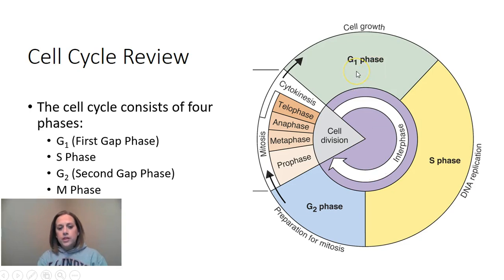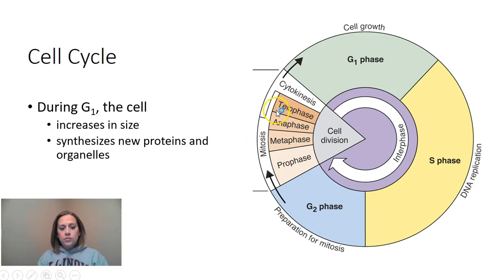So the first part of that is G1 phase, or the first gap phase. Then we have S phase, or the synthesis phase, and then finally G2, or second gap phase, is the last part of interphase. And then the cell will move into what's called M phase, and this is where cell division takes place.